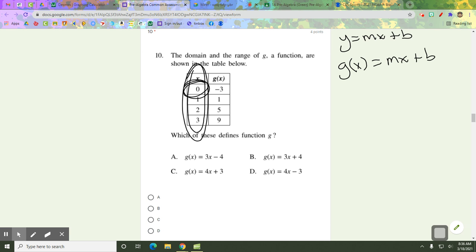-3? Yes. So smart. Y is -3. So my y-intercept is -3. That's all I have to do, because my answer's there. I don't have to do anything else. So look at your answers and see which one has y-intercept of -3.